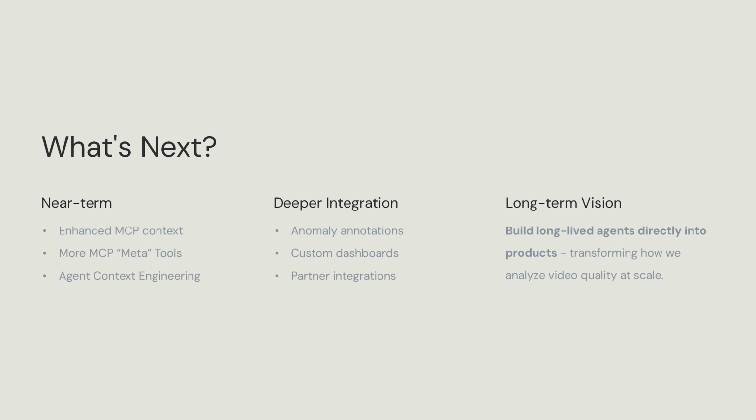In the near term, really enhanced MCP context. What the MCP server is feeding back to the agents around how to use this data and navigate it is one big addition to make. More MCP meta tools. Today it's just wrapping our API, but being able to ask in natural language, show me the rebuffering report from yesterday, and have some extra agentic flows in there is really important as well. Long term, we really want to see this be the agent that lives directly in the product, helping you navigate these operational challenges.